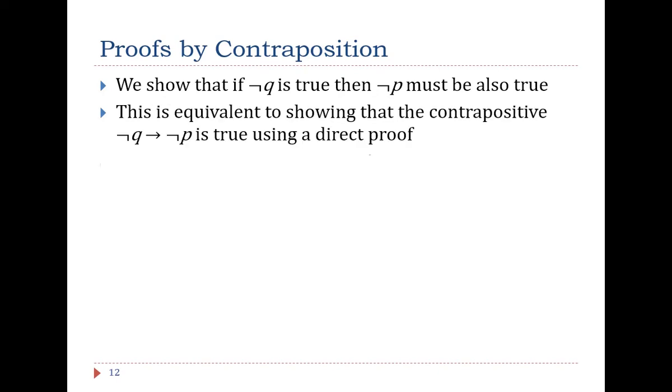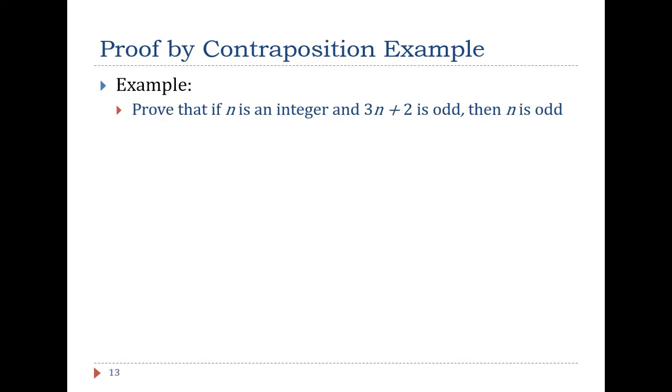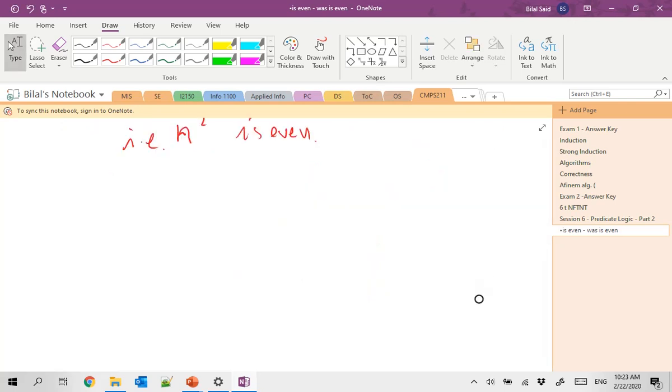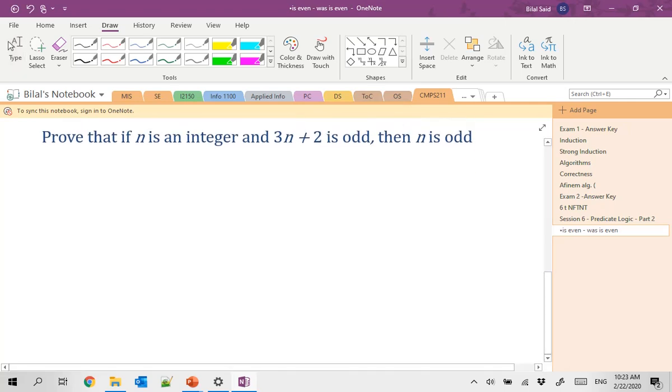Example. Prove that if n is an integer and 3n plus 2 is odd, then n must necessarily be odd. Let me take this as a screenshot and let's do it together. So prove that if n is an integer and 3n plus 2 is odd, then n is odd.